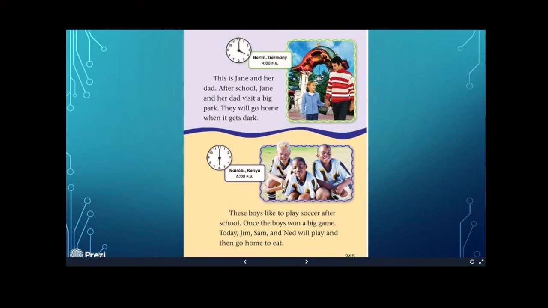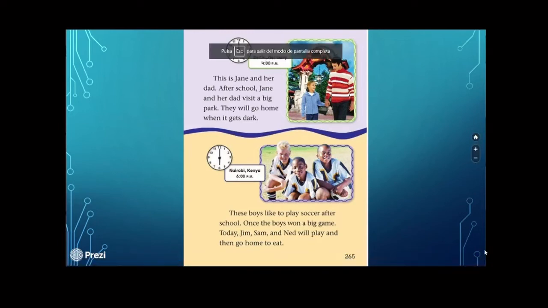Finally, oh, I see 3 boys. These boys like to play soccer after school. Once the boys won a big game, today Jim, Sam, and Ned will play and then go home to eat. As you can see, different places, Germany and Kenya, and different times as well. 4 p.m. and 6 p.m.